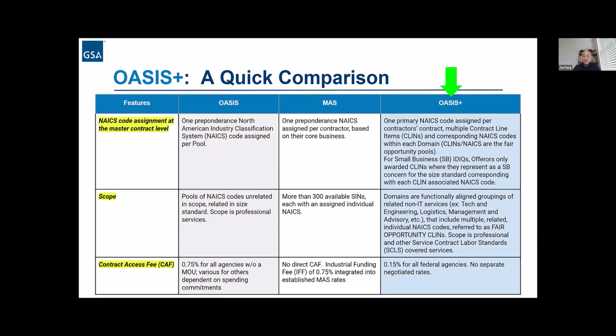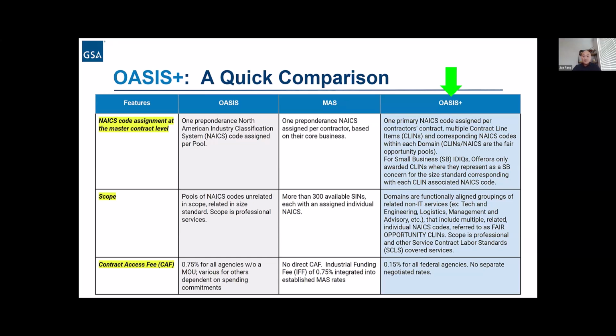OASIS Plus, we have moved on from the previous system, and designed the domains which are aligned with functional work to be performed under that domain. And the CAF portion, a very popular question or discussion when it comes to OASIS. In OASIS, we have a 0.75 as a base with varying CAF for agencies that had an MOU, or a Memorandum of Understanding, with GSA.